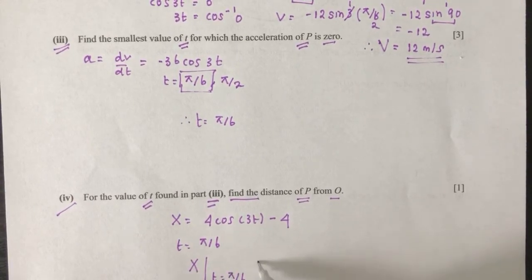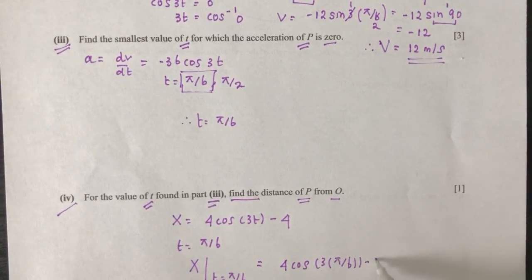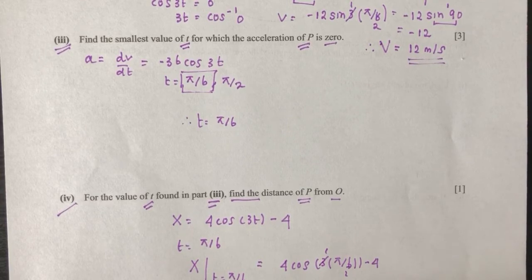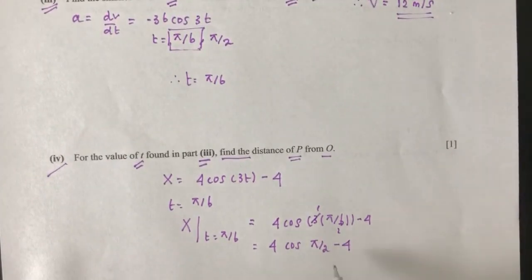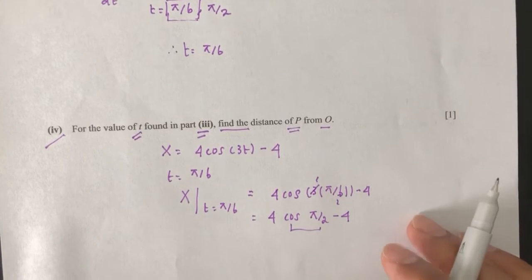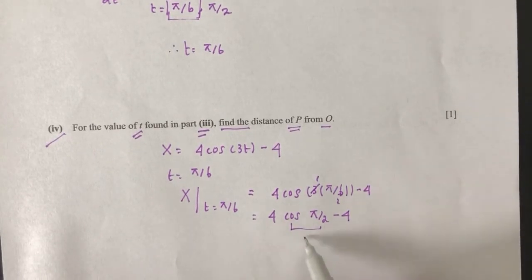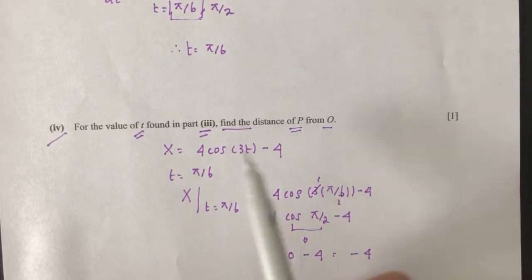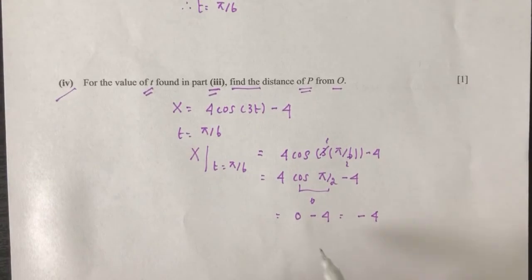value of x. So this is equal to 4 cos 3 times pi by 6 minus 4, becomes 4 cos of pi by 2 minus 4. So cos of pi by 2 is cos 90, which is equal to 0. So 4 times 0 is 0, minus 4. That will be minus 4. So the distance of p from O will be 4 meters.